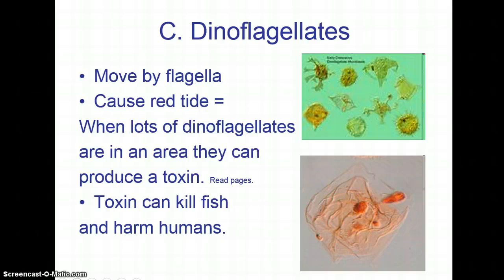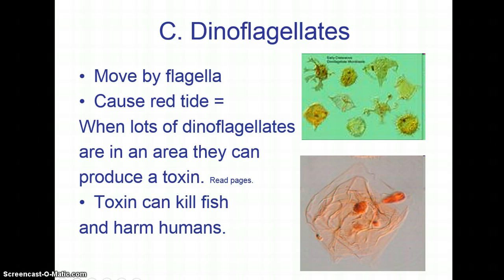And another type of algae that is like a plant because it goes through photosynthesis, but like an animal because it moves, is the dinoflagellates, and they move by flagella. They can cause a disease called red tide. When lots of dinoflagellates are in an area together and the temperature is right, they will produce a toxin.